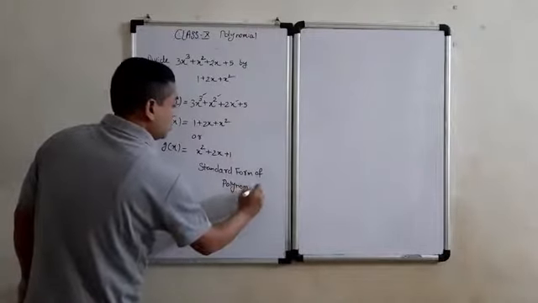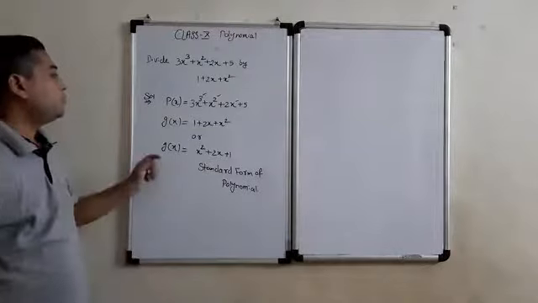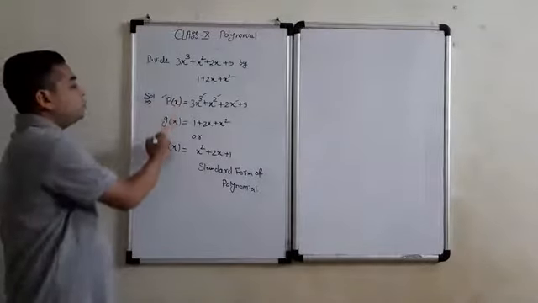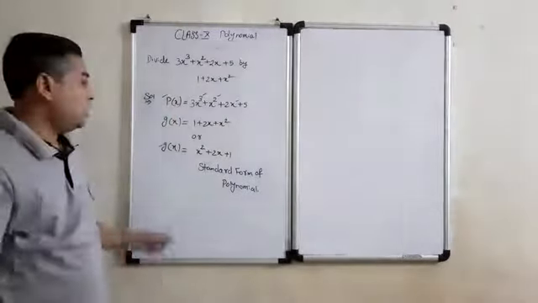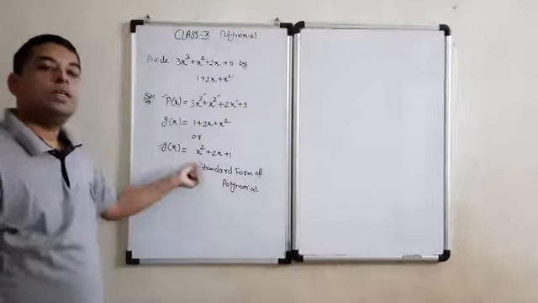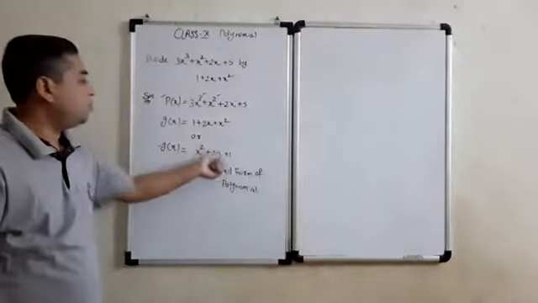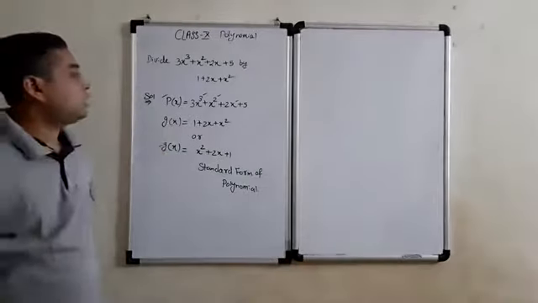Okay students, before starting the division, we must check whether the given polynomials are in the standard form or not. And the meaning of standard form is decreasing order of power of the variables. After that we can start the division.